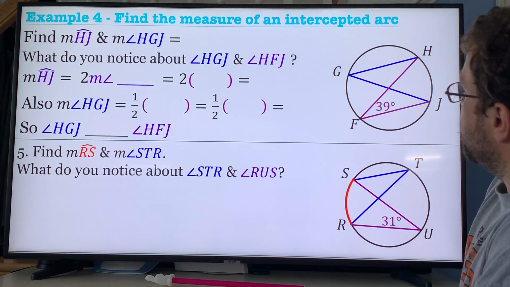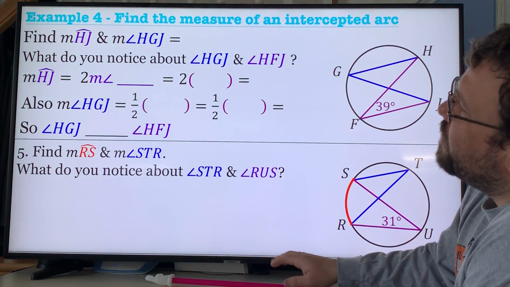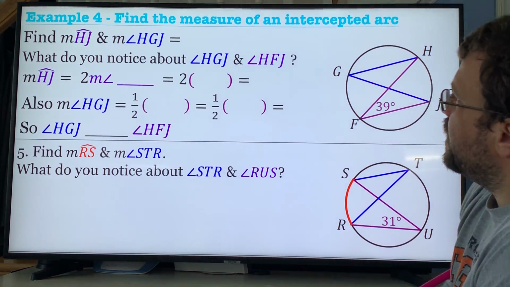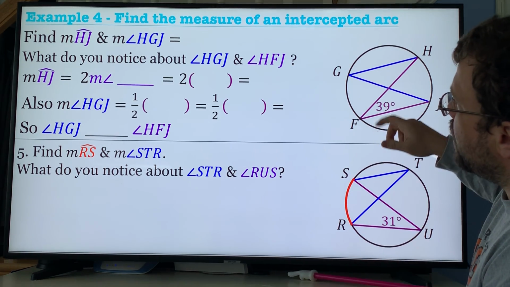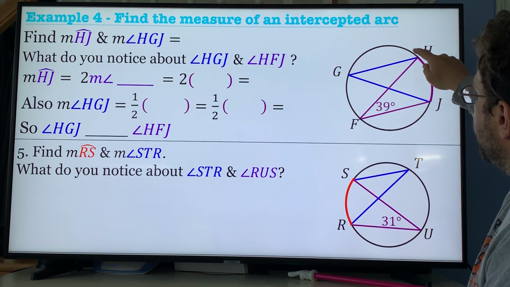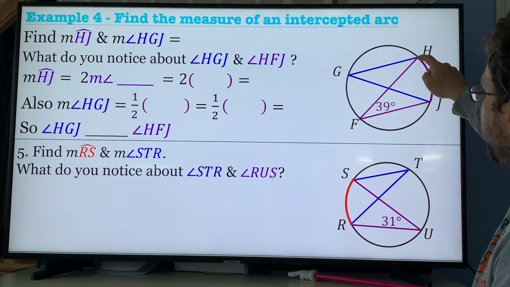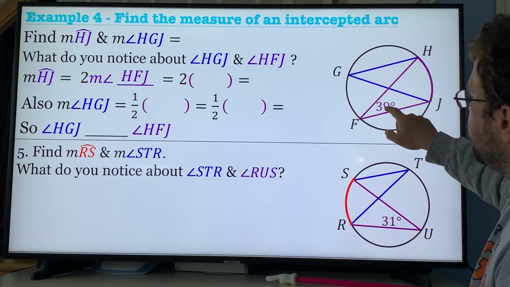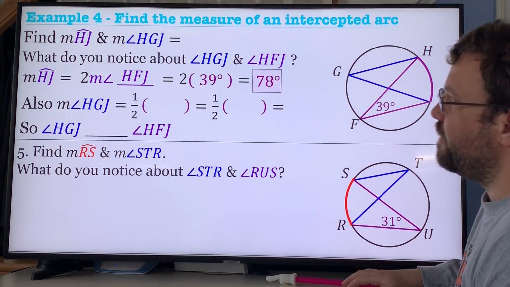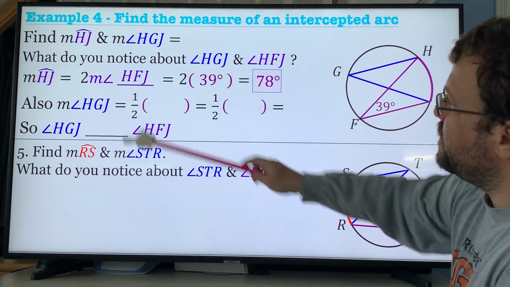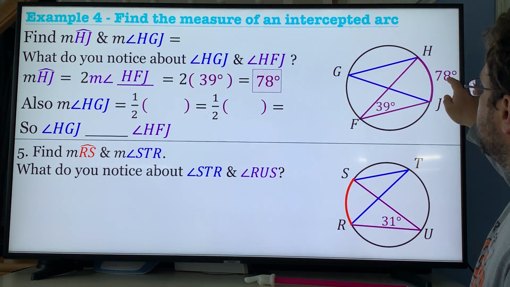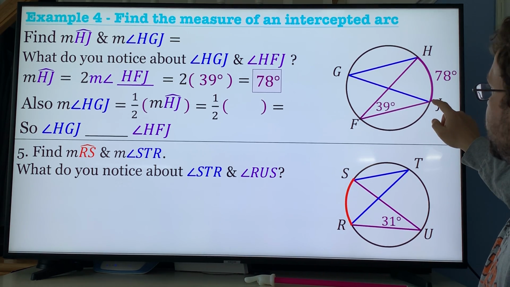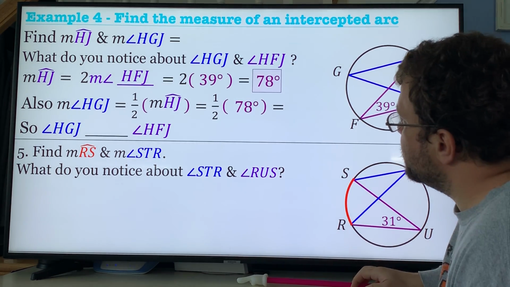Ready to take it up a notch? Let's go to example number 4. This is actually easier. Find the measure of arc HJ and the measure of angle HGJ. What do you notice about the 2 angles? So let's look. So first thing we're going to find HJ, which is right here. So what is that related to? It's related to angle HFJ. All right, so it's 2 times that angle. So 2 times 39 is 78. So now we want to also find the measure of HGJ, H to G to J. So this is 78. Now this angle is related to, once again, the same arc. So it's half of this arc, and half of 78 equals 39.